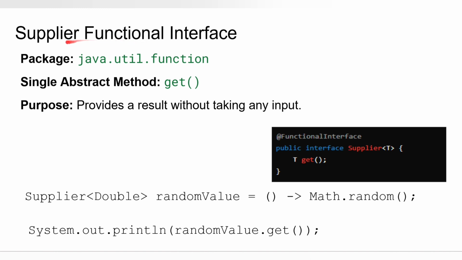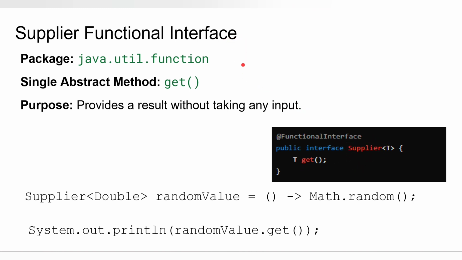In this video, we are going to learn about Supplier Functional Interface. What is a functional interface? A functional interface is an interface that has only a single abstract method. As Supplier is a functional interface, it also has a single abstract method called get. So this is a method here called get for this interface Supplier.